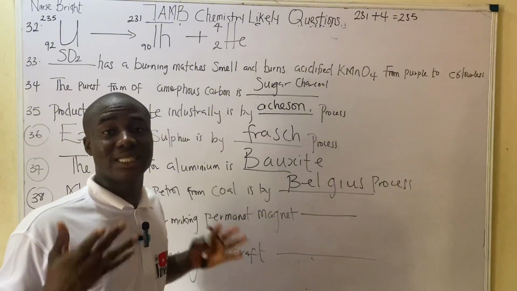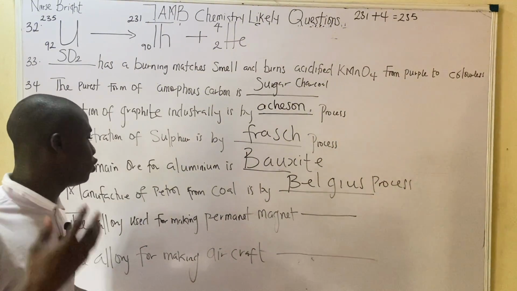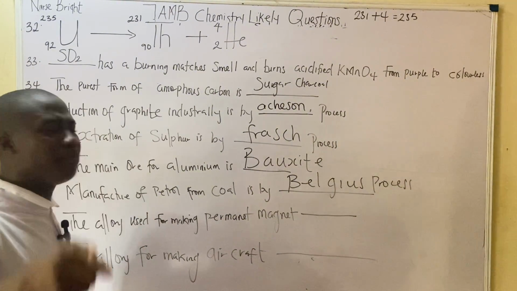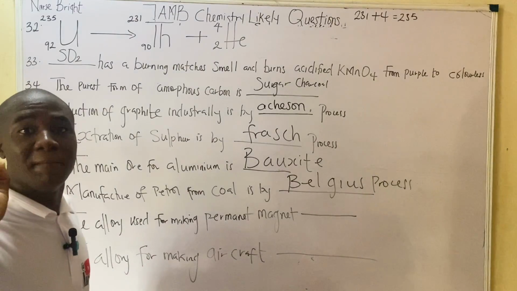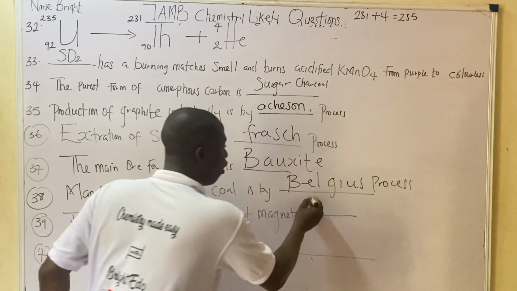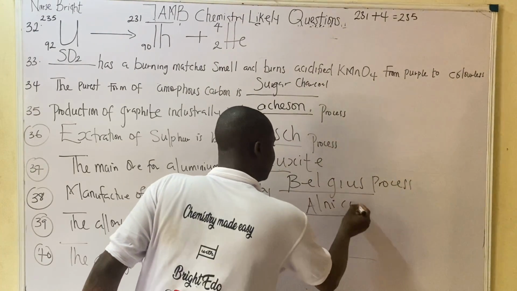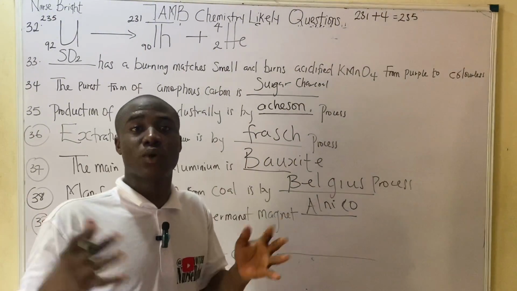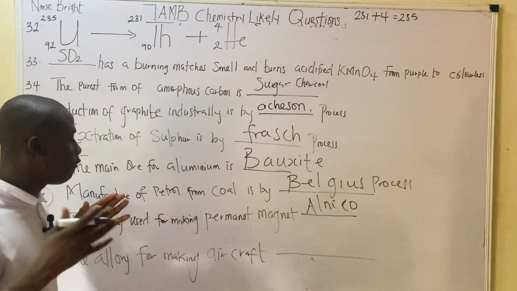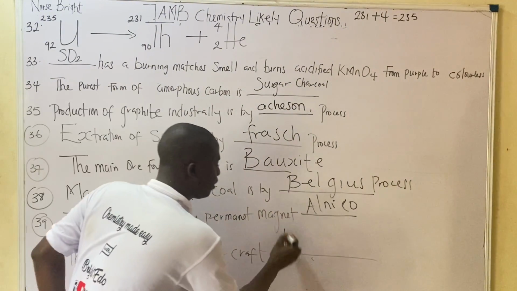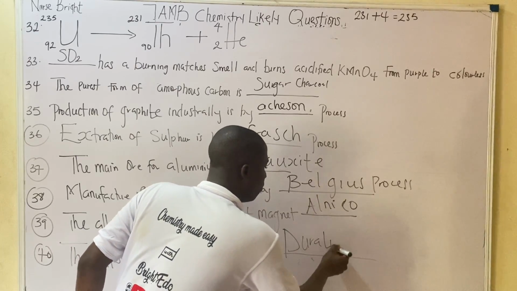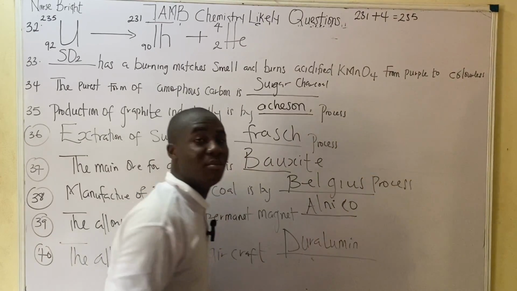And the next question, which is 39, says the alloy used for making permanent magnets is simply called alnico. This is the alloy. Whereby the last question, the alloy for making aircraft, is simply called duralumin. So all these must be noted.